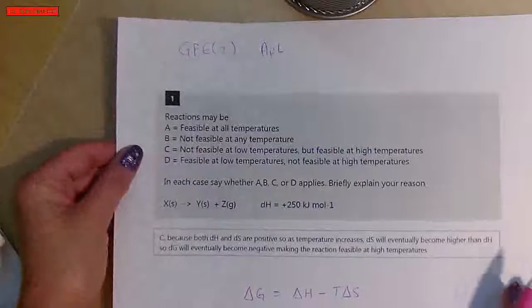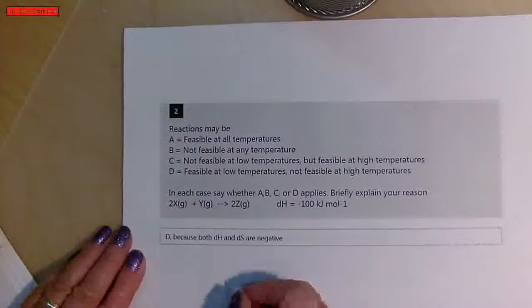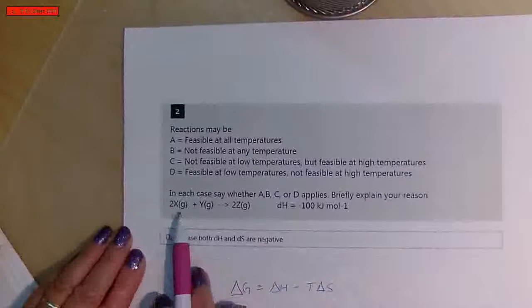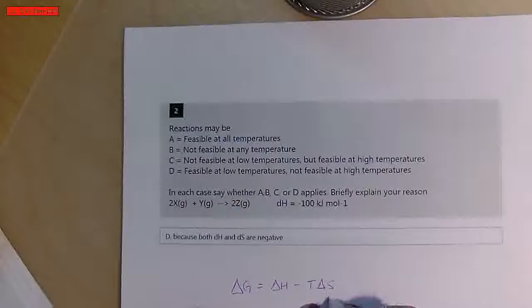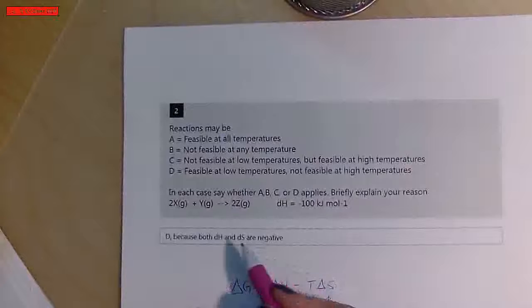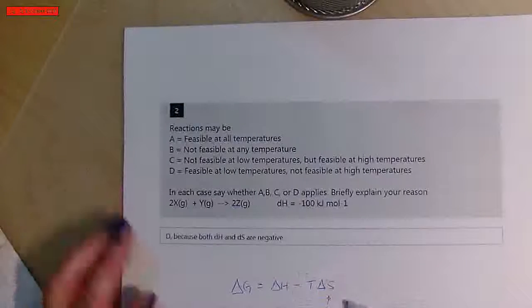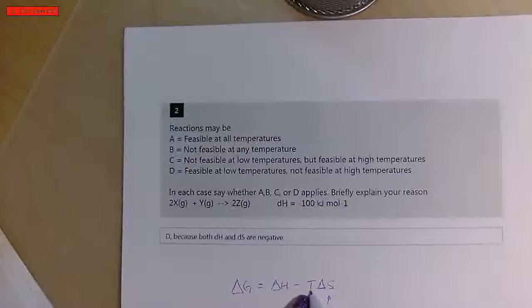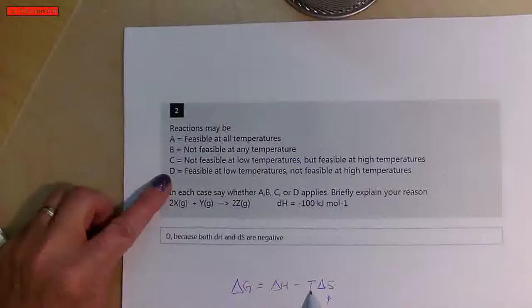Really good explanation given there. Number 2, again, if we consider delta G equals delta H minus T delta S, we can see here we've got 3 moles of gas going to 2 moles of gas, so actually delta S here is going to be negative because we're losing entropy. So this whole term here is going to be positive. We've got a delta H of negative, so actually what we want is that temperature there to be as low as possible. So the answer to this is D. It's feasible at low temperatures but not at high temperatures.